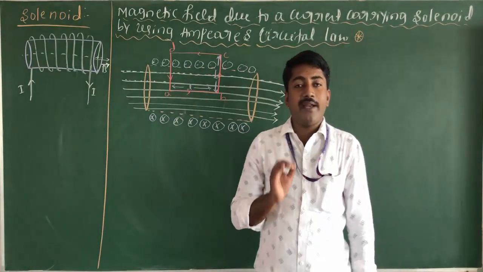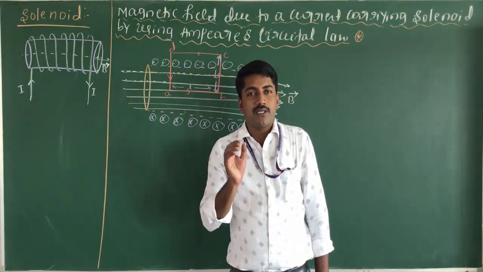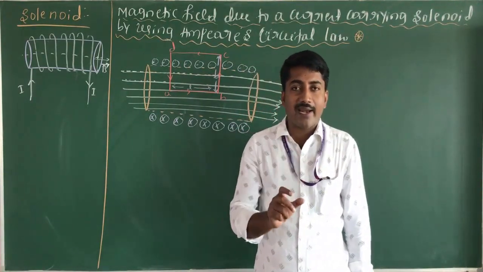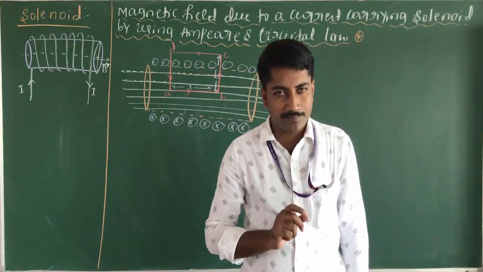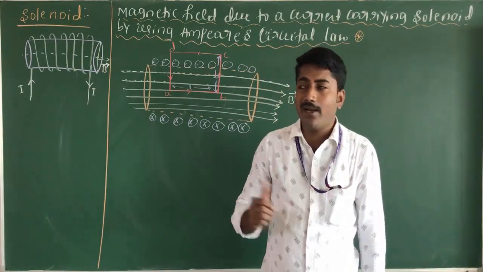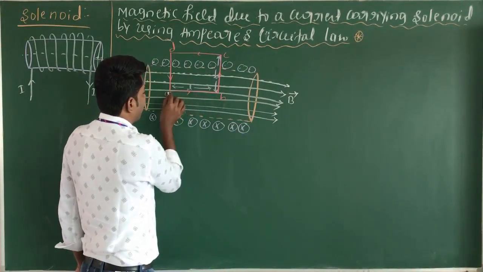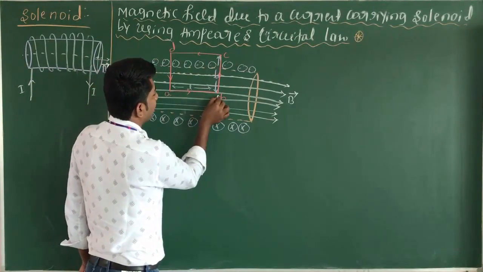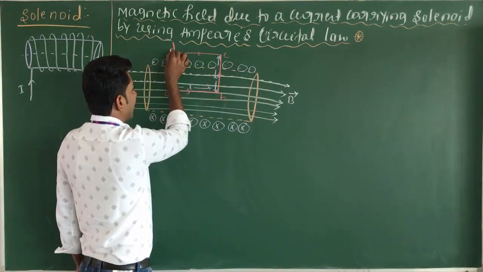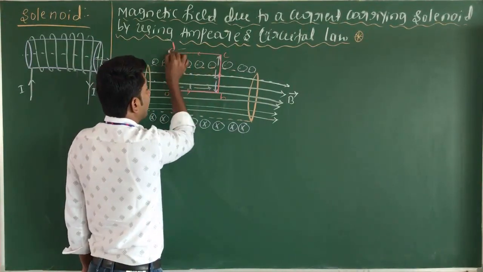Here I draw the rectangular Amperian loop to find the magnetic field inside the solenoid. This is A to B, B to C, C to D, and D to A. This is the Amperian loop.